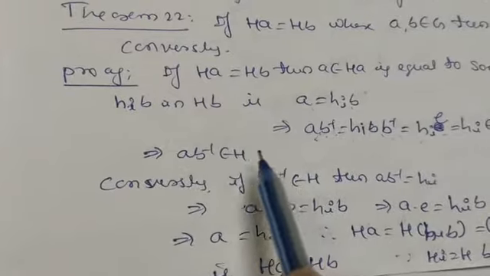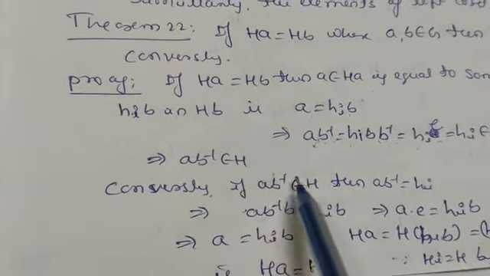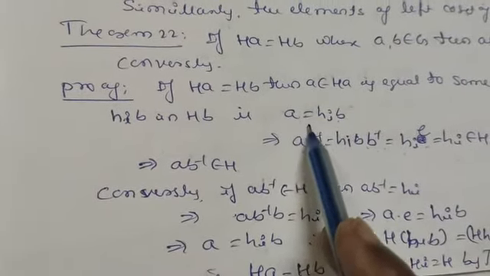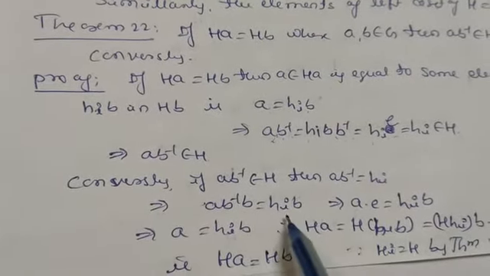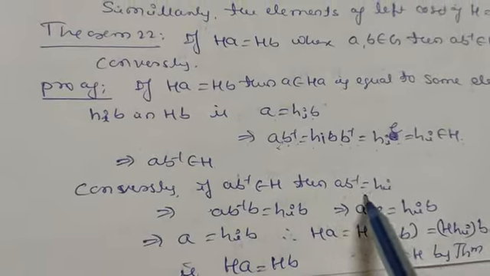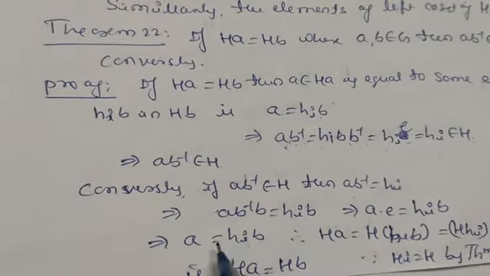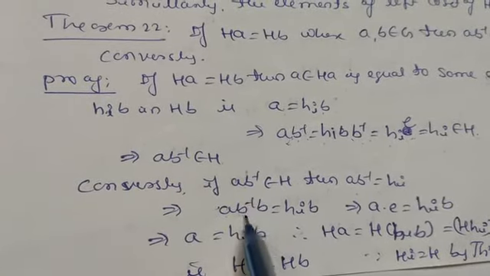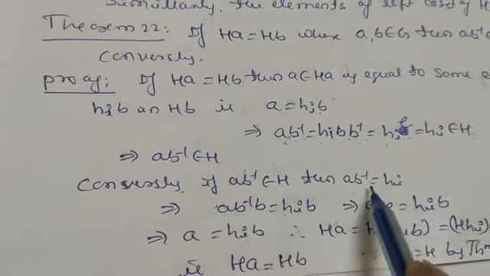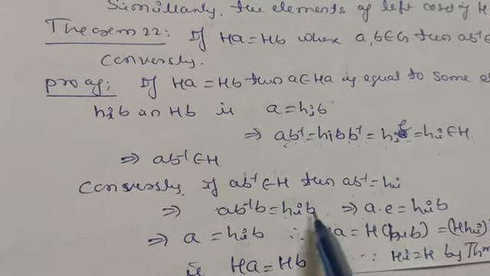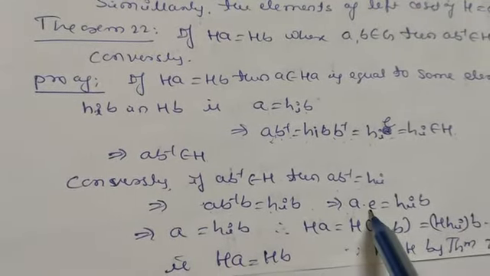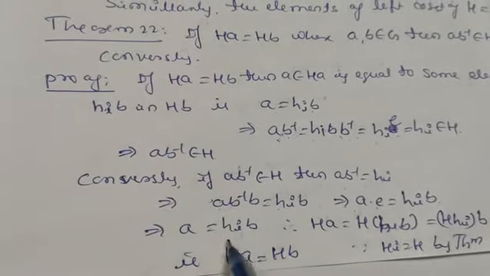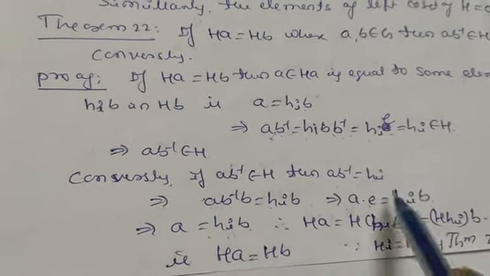Conversely, let us take the converse. If ab inverse belongs to H, then you have to prove that Ha is equal to Hb. Then ab inverse is equal to hi. Let us operate b on both sides. On the left side, ab inverse into b is equal to hi b. Here b inverse into b is e, so a into e is equal to hi b. A into e is a only, so a is equal to hi b.